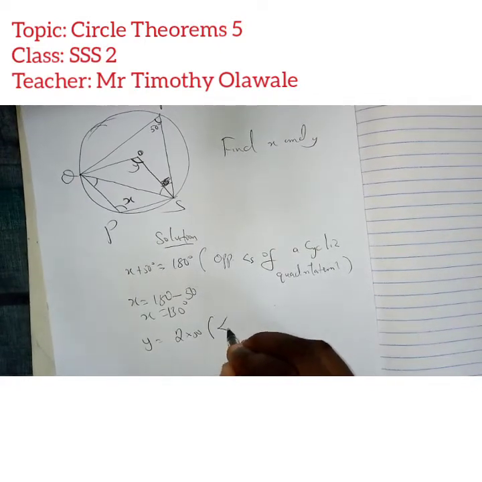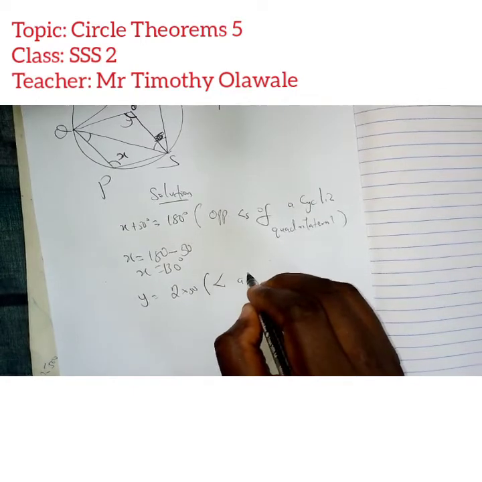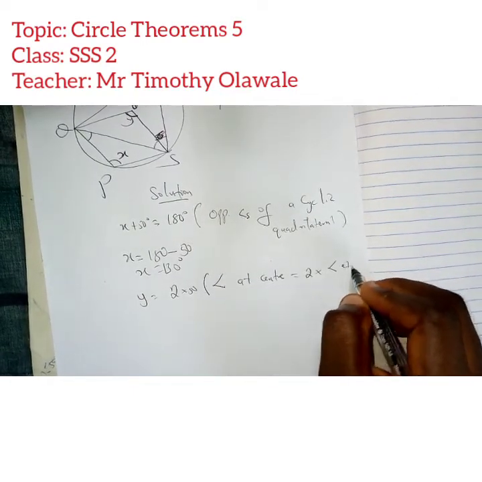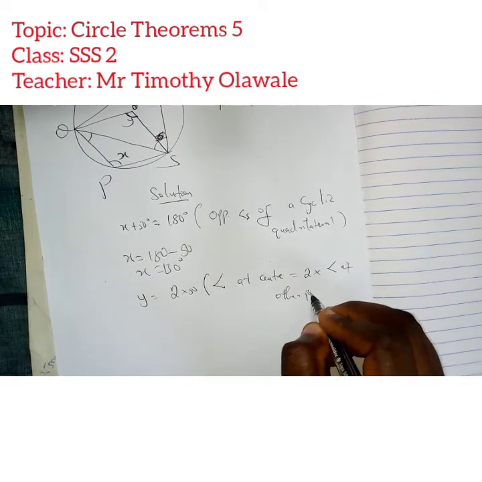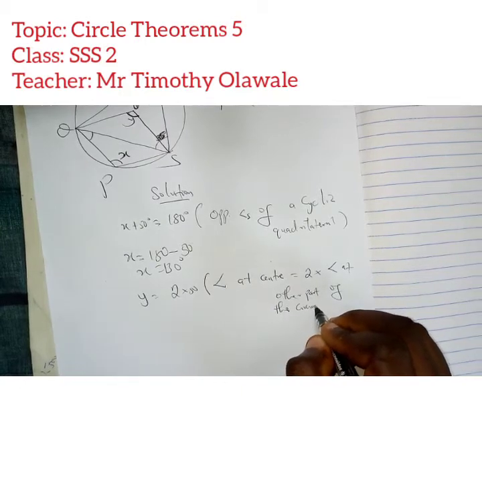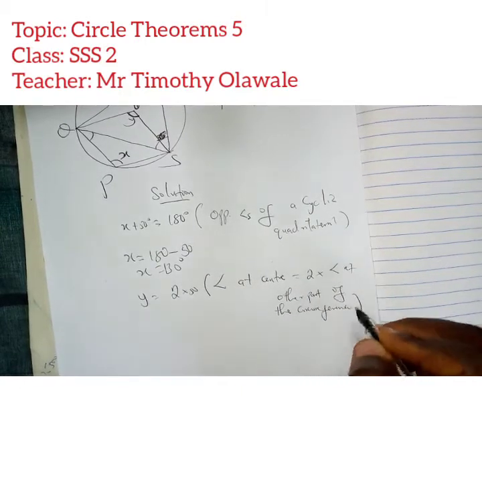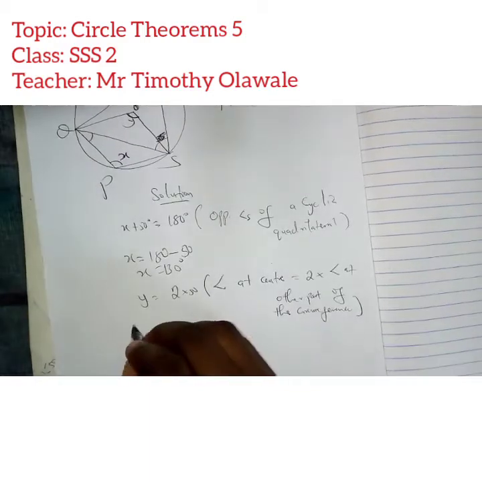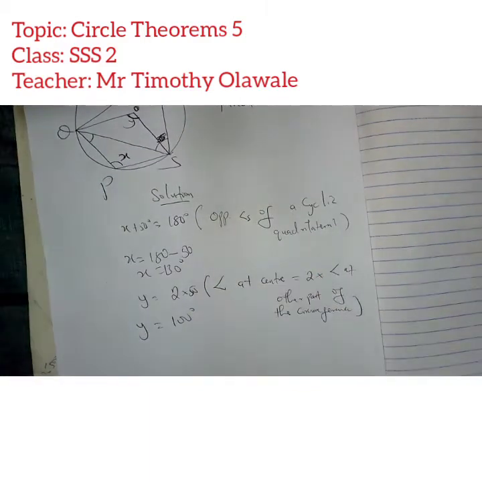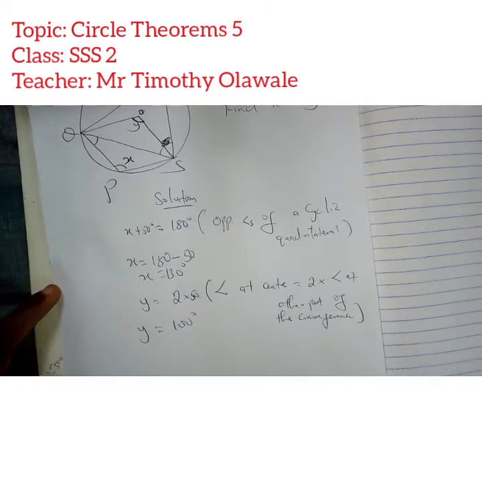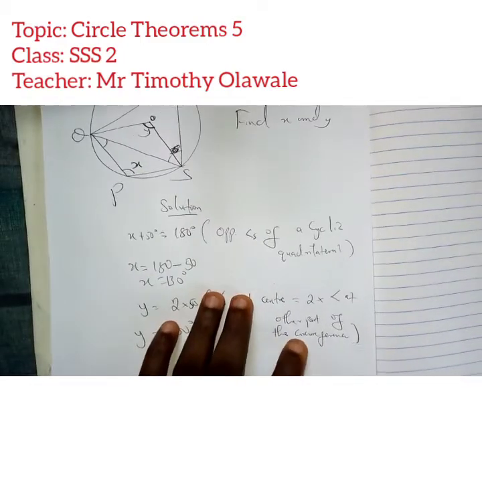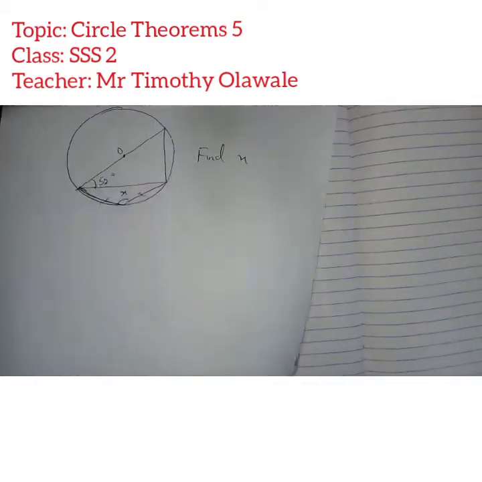We put the reason in brackets: angle at center is 2 times angle at other parts of the circumference, or other parts of the segment. So our y is 2 times 50, which is what? 100 degrees. So that's that. Making use of 2 theorems, we're able to find x and y. Can we continue? Let's look at the next one.